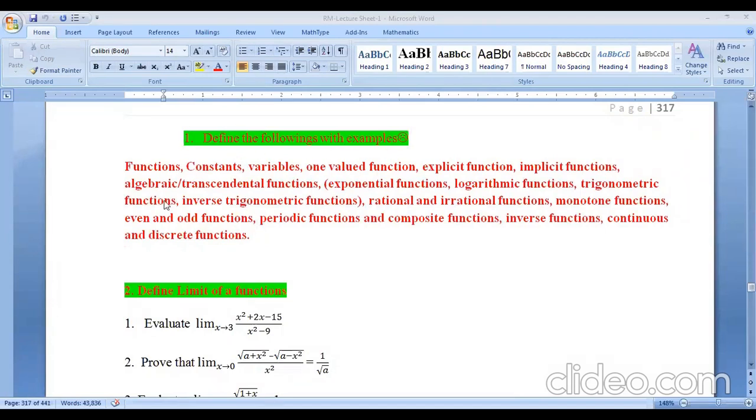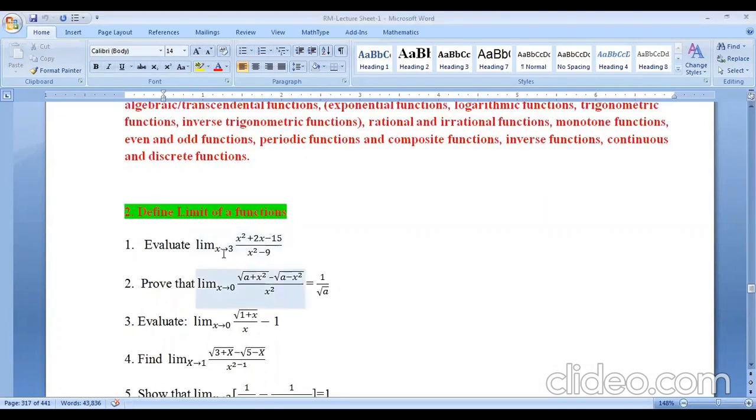That means define the following with examples: function, constant, variable, one valued function, explicit function, implicit function, algebraic and transcendental functions. These are four types: exponential function, logarithmic function, trigonometric function, and inverse trigonometric functions. Then rational and irrational functions, monotony functions, even and odd functions, periodic functions, composite functions, inverse function, continuous and discrete functions. So we have to define them with examples. Then we can start with what is limit. Maybe in these two maths we have done in the previous lecture.